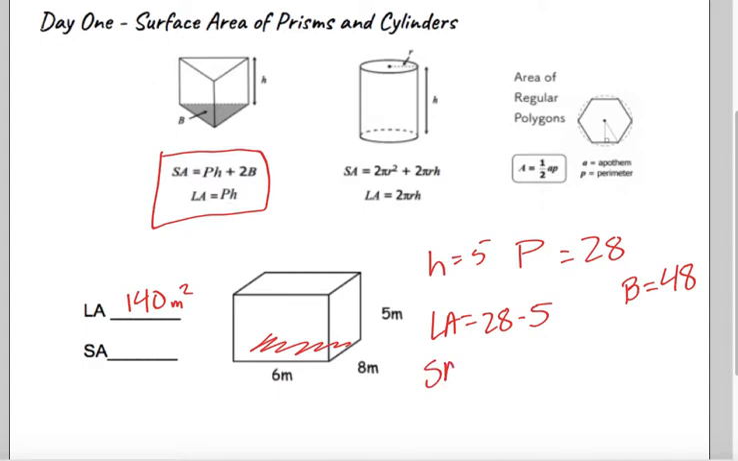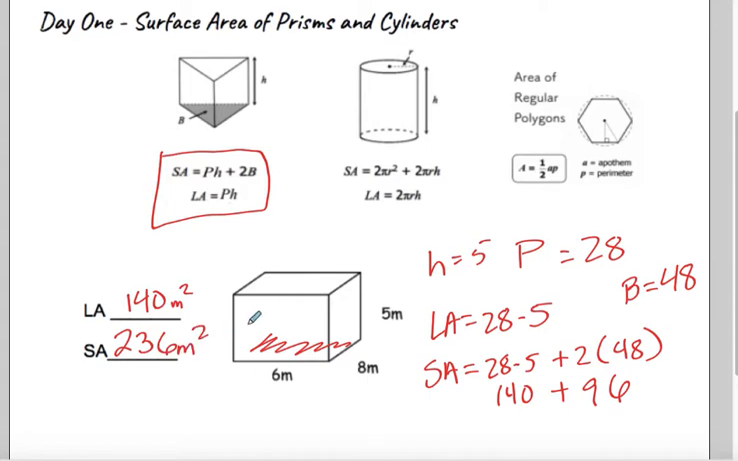And then the surface area is to take that lateral area, that PH part, the 28 times 5, and add 2 times the area of the base, which is 48. Well, we already know that 140 is the P times H part, and then 2 times 48 is 96. So 96 plus 140 is 236 meters squared for the total surface area.